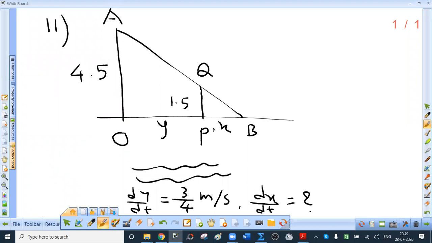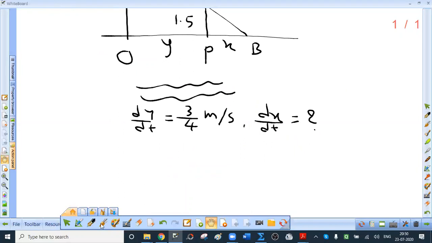What is dy/dt? It is the rate at which the man is moving towards the lamp. What is dx/dt? dx/dt is the rate at which his shadow is shortening. But if you add them, then it is the rate at which the tip of the shadow is moving, because B is at a distance of x plus y. I hope you understood this.